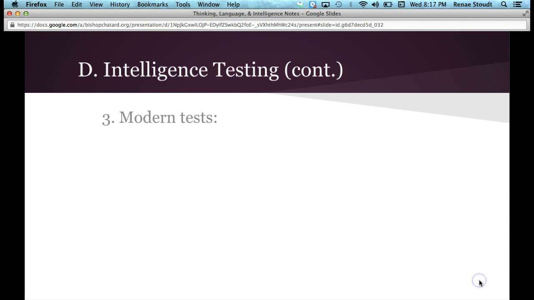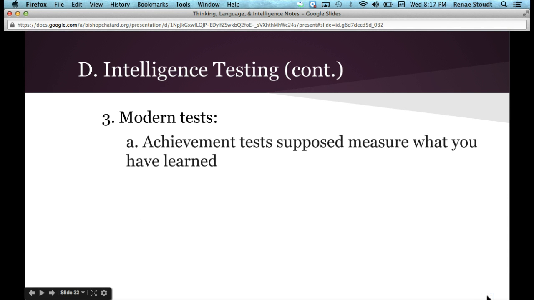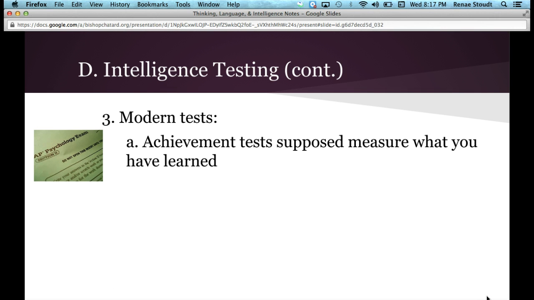Okay, so modern tests. What are modern tests like? So modern tests, we have achievement tests, which are supposedly measuring what you have learned. Achievement tests are basically any of the tests that you have taken in school, also including the AP test. The AP psychology test is supposed to measure what you have actually learned about psychology.